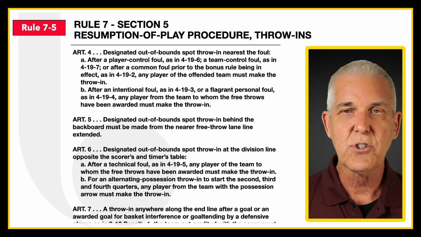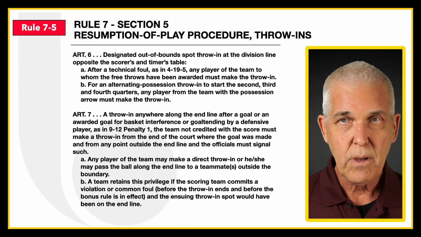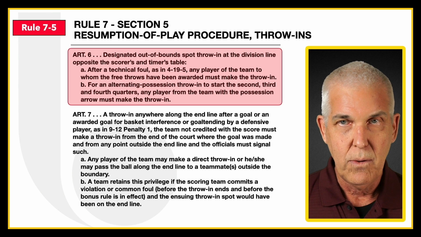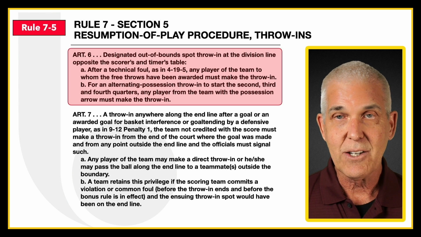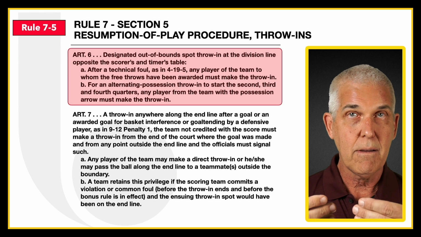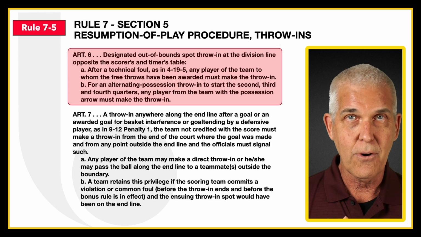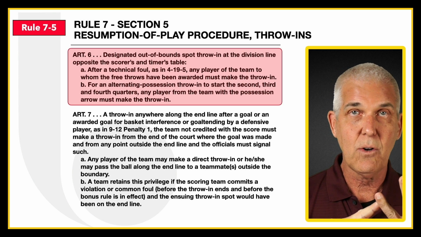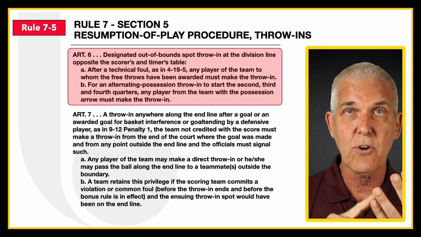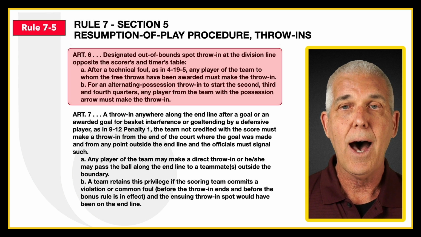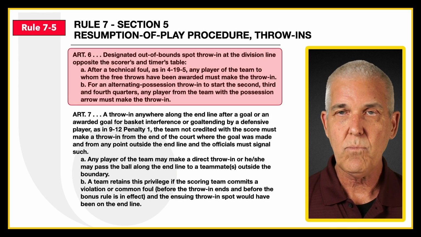Article 6 refers to a division line throw-in opposite the table after a technical foul or to start the second, third, or fourth period. So after a technical or to start a period, second, third, or fourth period, we're going to have a division line throw-in opposite the table.